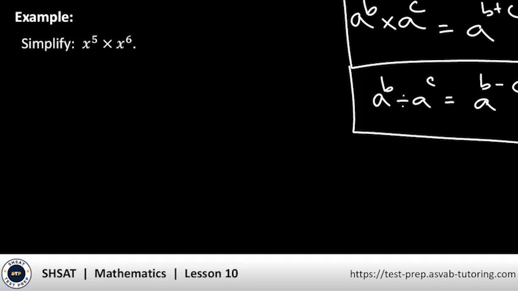So as we can see here, the bases are x's, right? But the powers are what? The powers are different. Even if it were x to the power 5 times x to the power 5, we would have still added the 5's. But because the numbers are different here, it's still the same. We will do 5 plus 6. So that gives me x to the power 11. That's my final answer. Okay?